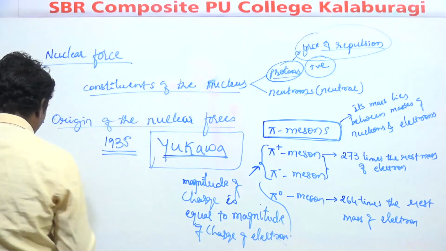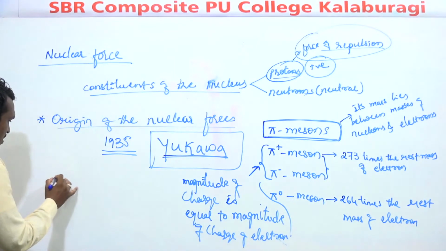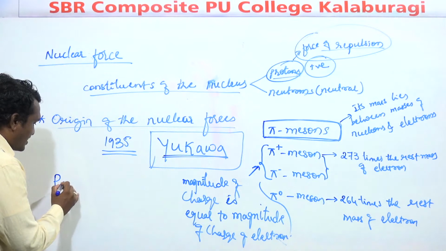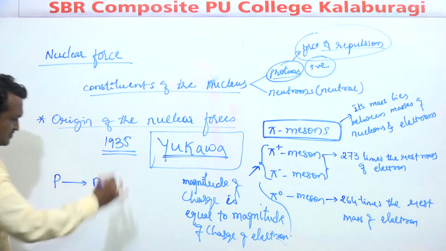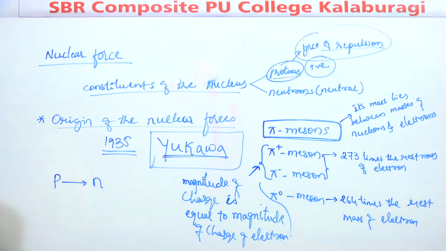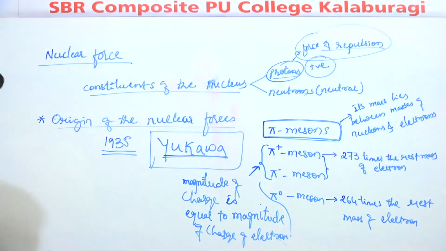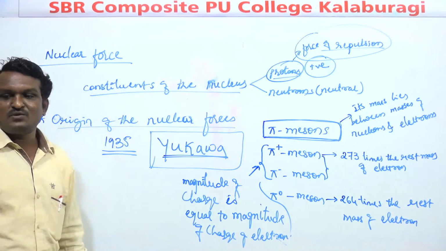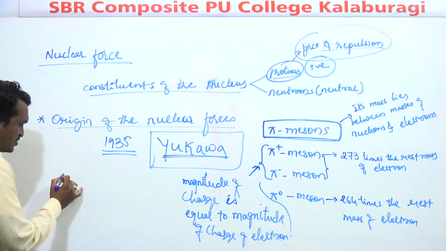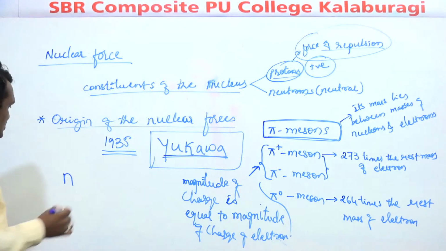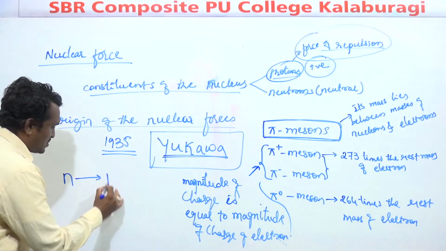Say P is a proton here. A proton will convert into a neutron, and a neutron will convert into a proton. Let us first see how a neutron will convert into a proton. Look at it. Assume I denote the neutron by the letter n. This neutron will convert into a proton.